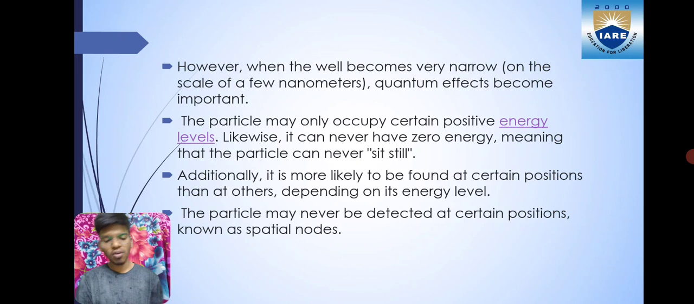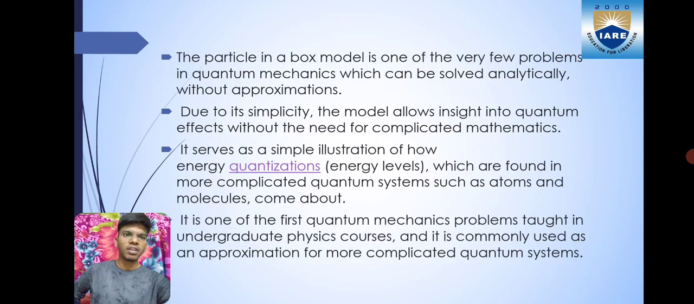Next, the particle in a box model is one of the very few problems in quantum mechanics which can be solved analytically, without approximations. Due to its simplicity, the model allows insight into quantum effects without the need for complicated mathematics. It serves as a simple illustration of how energy quantizations, that is, energy levels, which are found in more complicated quantum systems such as atoms and molecules, come about.